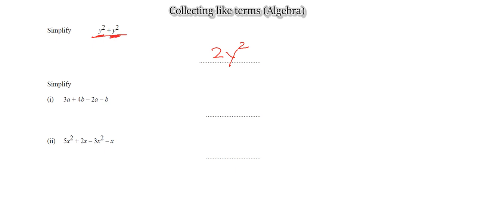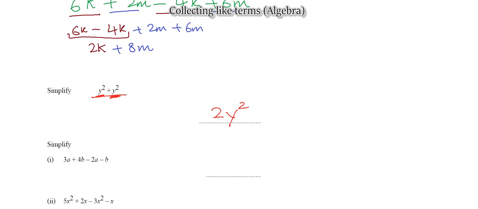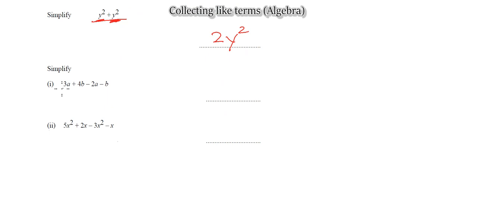Moving on, this is the question we just practiced, where we are collecting our like terms, and this is exactly the same thing. I will get my a's together, so that will be 3a minus 2a, and then my b's, plus 4b minus b. 3a minus 2a is just a, and 4b minus b is positive 3b. So that'll be a plus 3b.